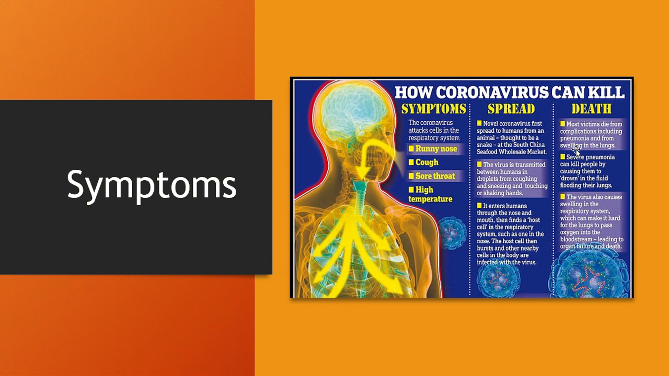How the coronavirus can kill, and its symptoms. The coronavirus has symptoms that are very similar to the common cold. For example, a runny nose, a cough or a sneeze, a sore throat, and fever or high temperature. The coronavirus can spread airborne, and we'll talk a little bit more about that in the transmission slide.